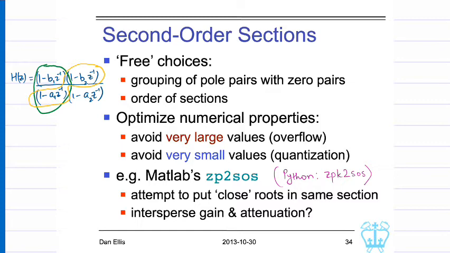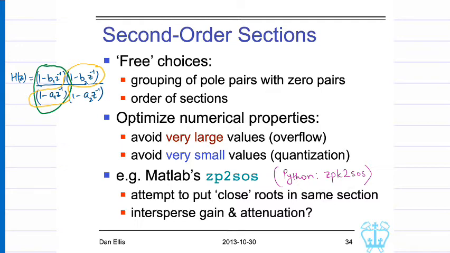So I have got a free choice. I can group poles and zeros in different ways, and also I can choose the order of sections. Do I want to put H1 before or H2 before, right? So this is the free choice available to me now. What I can do with this free choice is optimize the numerical properties.